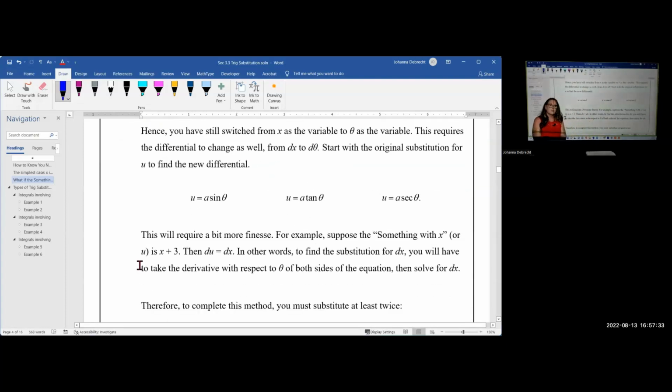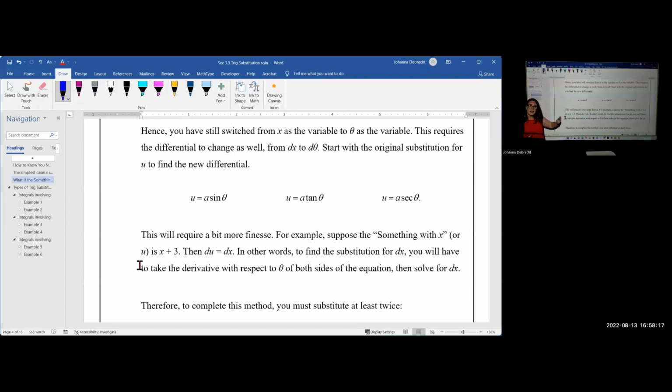Again, because we have switched the independent variable from x to theta, we are going to have to switch the differential from dx to d theta. So when we're looking at this, we have u equals a sine of theta. But remember that u is itself a function of x. So it's like 2x or 2x plus 4 or x squared plus 5x plus 3. And so we can take the derivative of it with respect to theta and then swing the d theta over to the right-hand side. So we're going to take the derivative of both sides with respect to theta, and then we'll solve for the dx that's going to come out of taking the derivative of the u side.